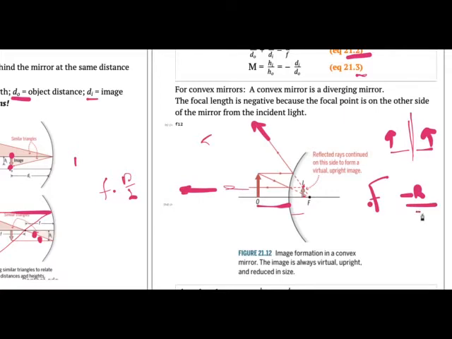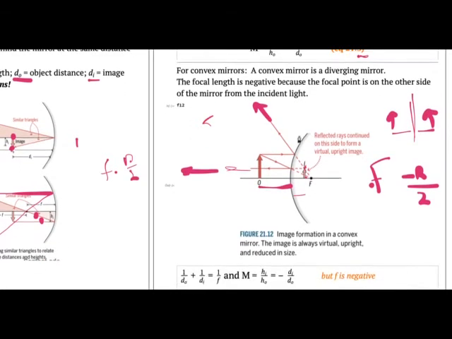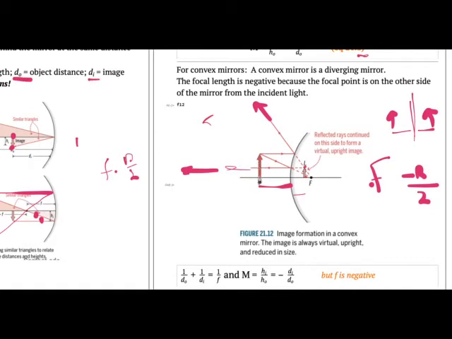That's because for a convex mirror, the focal point is on the other side of the mirror, in the negative region. But now this same equation will hold true for the convex mirror. It's just that in the case of the convex mirror, I have to put here 1 over minus r over 2. For the convex mirror, f will be a negative number, or a negative length. So the focal length is negative because the focal point is on the other side of the mirror from the incident light.